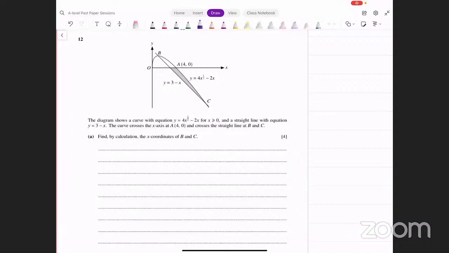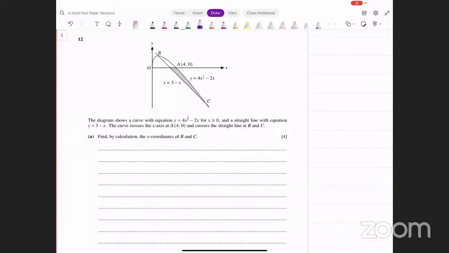ये curve यहाँ पे इसको क्रॉस करिए and it crosses the straight line at B and C. B और C पे ये intersect करिए उस curve को, उस straight line को. Find by calculation the x coordinates of B and C. Now what are B and C? B and C are points of intersection of these two graphs. दो graphs हैं, उनके points of intersection find करने हैं. How do you find points of intersection?